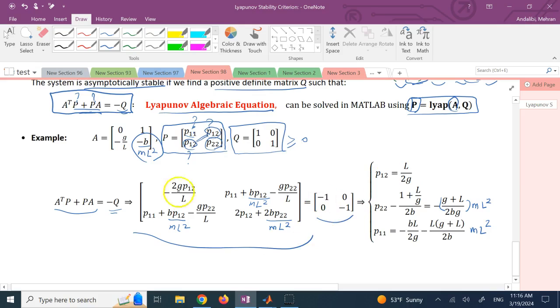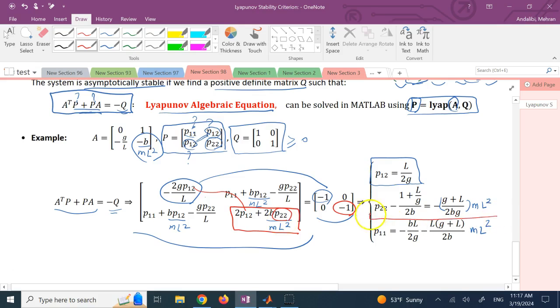And if you solve for it, you set this equal to that. These two are the same. So you get rid of the negative, multiply by L divided by 2G. That is going to be your off-diagonal component. Once you know your off-diagonal, then you come here, you compare this one with this. Since you already know P12, you solve for it. Now you solve for P22, which is going to be this.